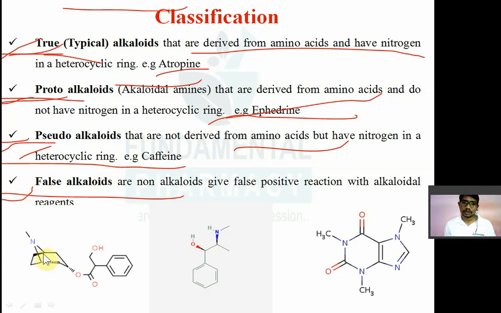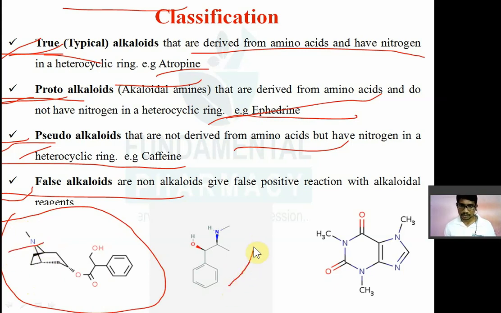Now you can see over here the structure of a true alkaloid. It is the structure of atropine. You can see nitrogen is present as a part of the heterocyclic ring. Now this is an example of an alkaloidal amine. This is ephedrine. This structure was asked in GPAT 2022. So it is an alkaloidal amine. They are biosynthesized from amino acids, but nitrogen is not present in the heterocyclic ring.